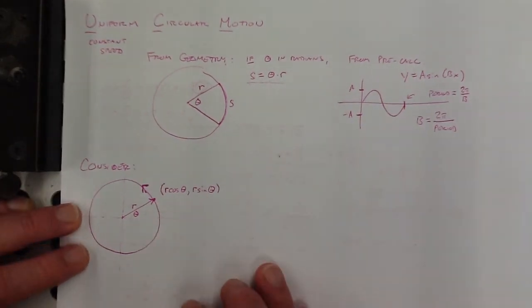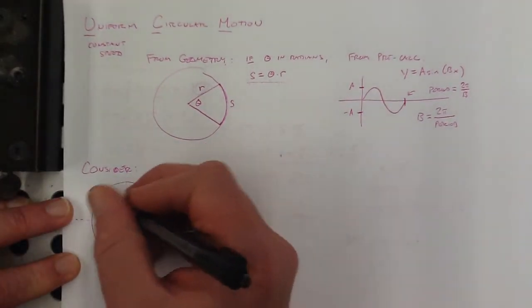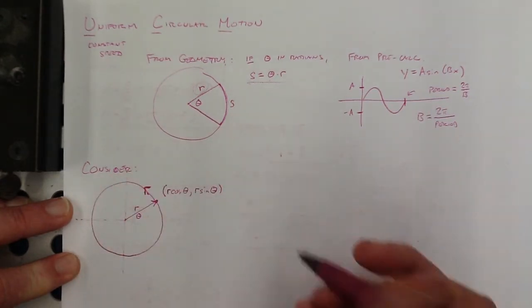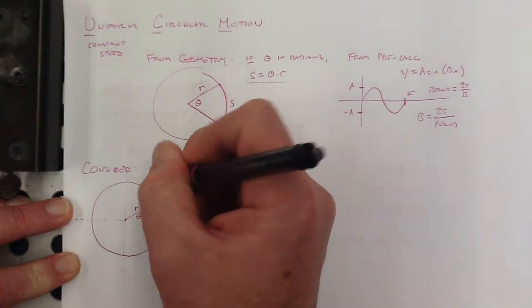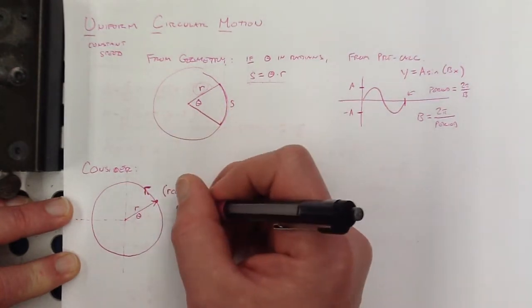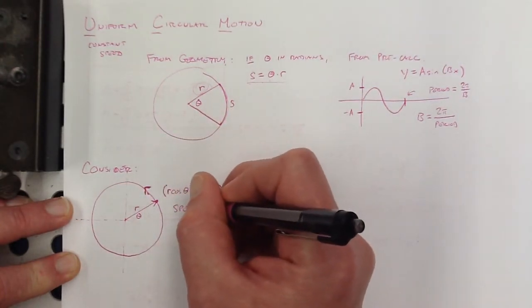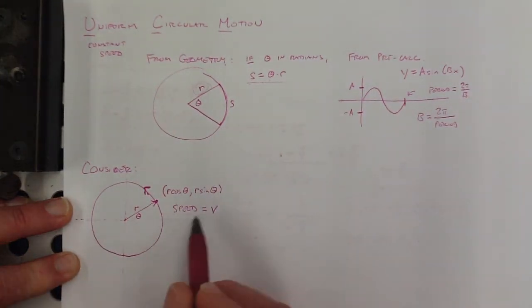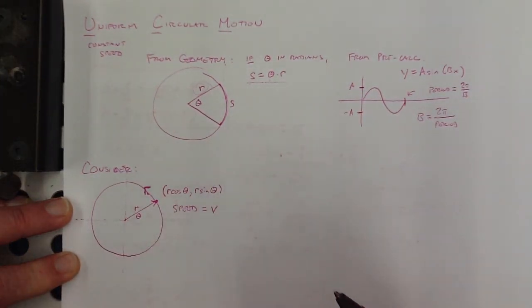Okay, so let's see. If this is moving around at a constant rate, then let's call the speed v. I'm not putting a vector hat on that because this is just the speed. Is the velocity constant here? Think about that for a second. Yes or no?